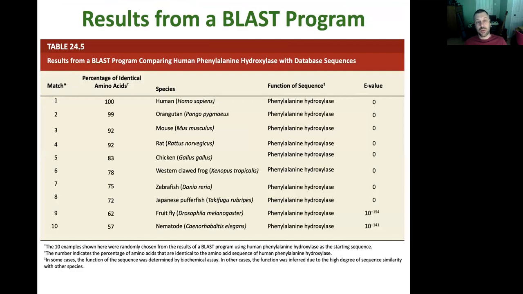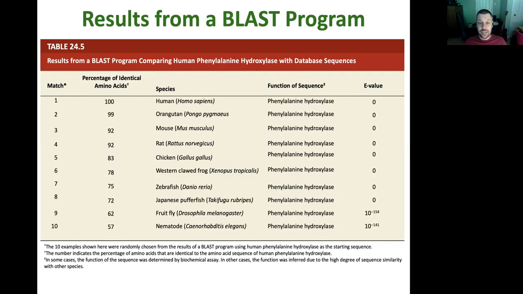But this is basically what it tells you. It gives you a string of matches based on the most similar first to the least similar last, and you get hundreds of thousands of matches sometimes. This just shows you the top 10. And so this was a BLAST search that was done using a certain sequence.